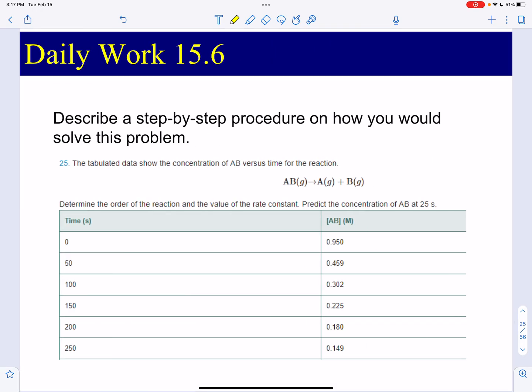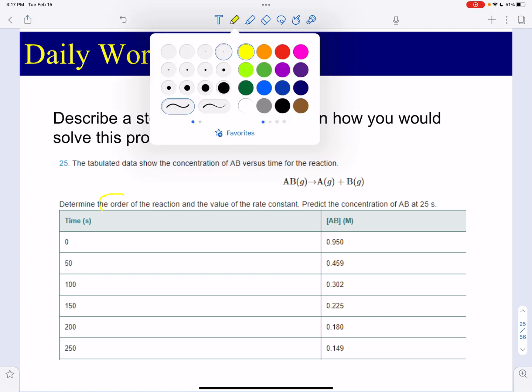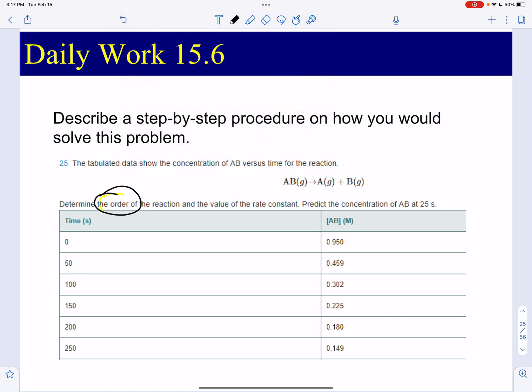So here's your daily work. Based on what you just learned, go back and forward as much as you need. See if you can answer this problem. You are to determine the order. So how do we find the order of a reaction given time and concentration? You have to determine the value of the rate constant. Hint, you can use Excel. And once you do that, can you predict how much of the reactant is going to remain after 25 seconds?